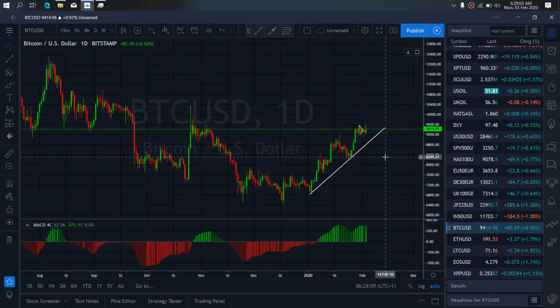On Bitcoin for this week, Bitcoin is presently in this. It gave this sideways correction and a spike to retest this daily top.